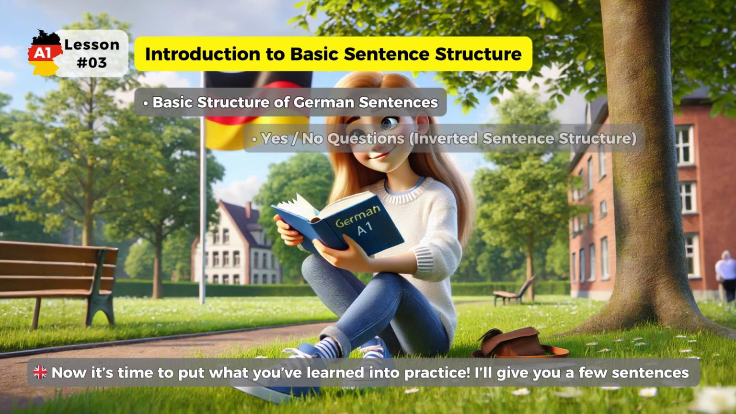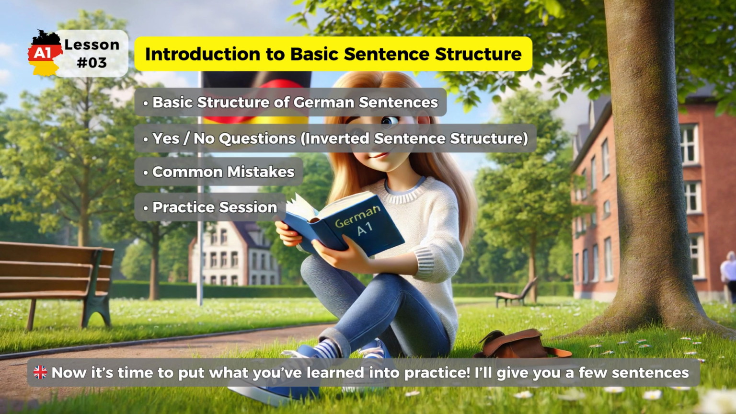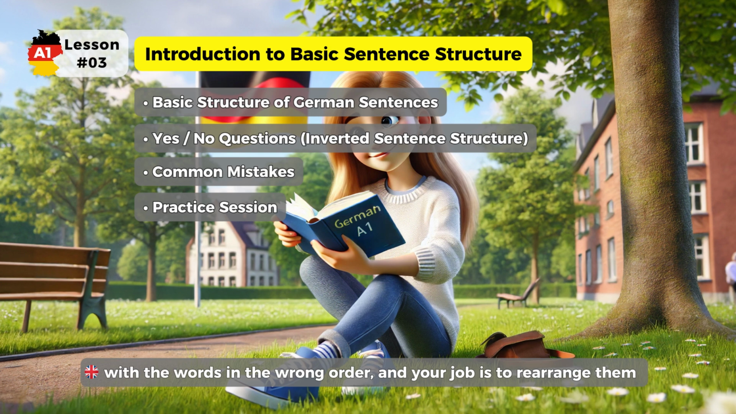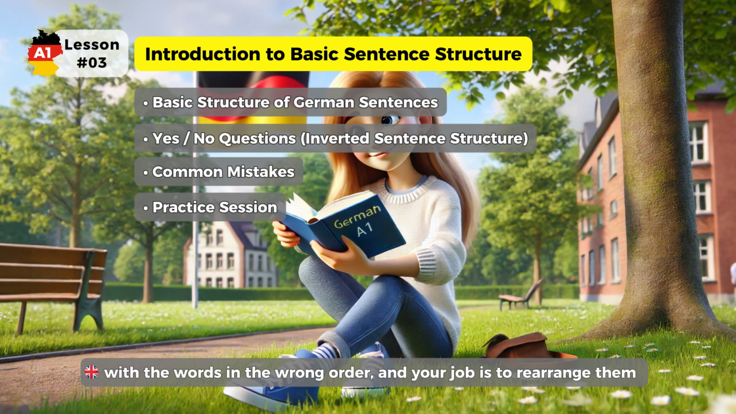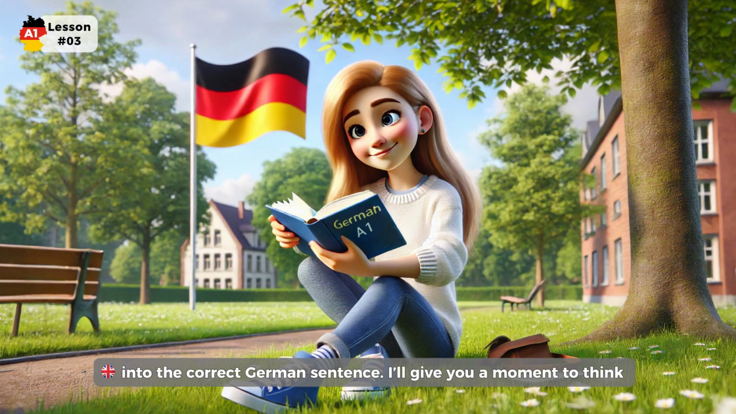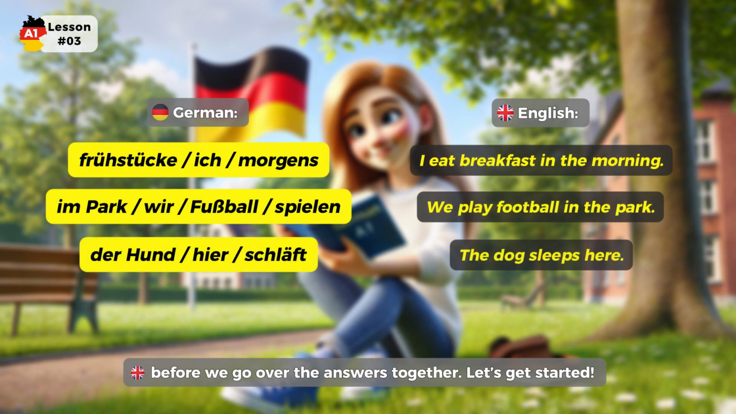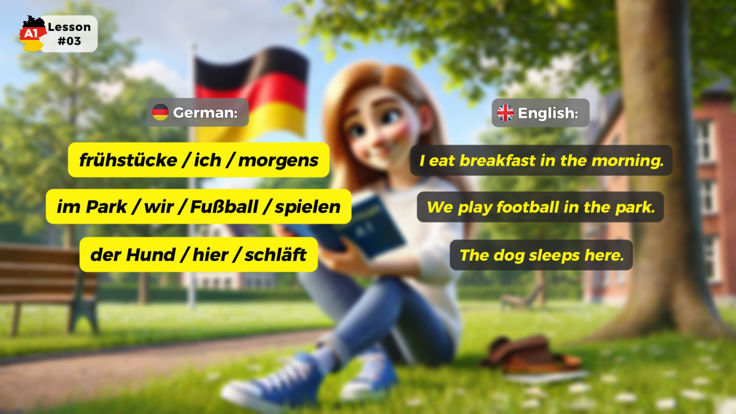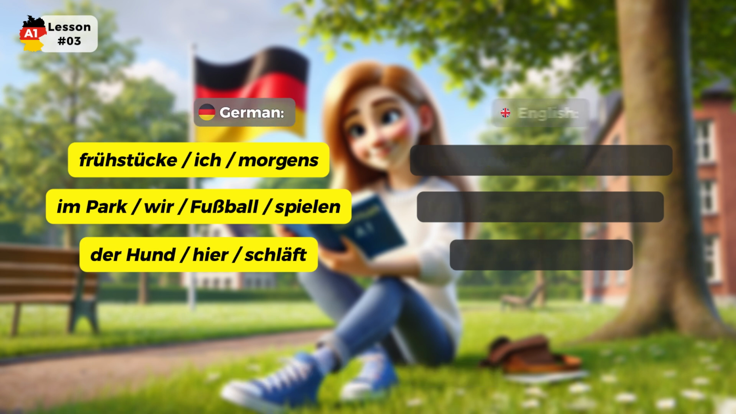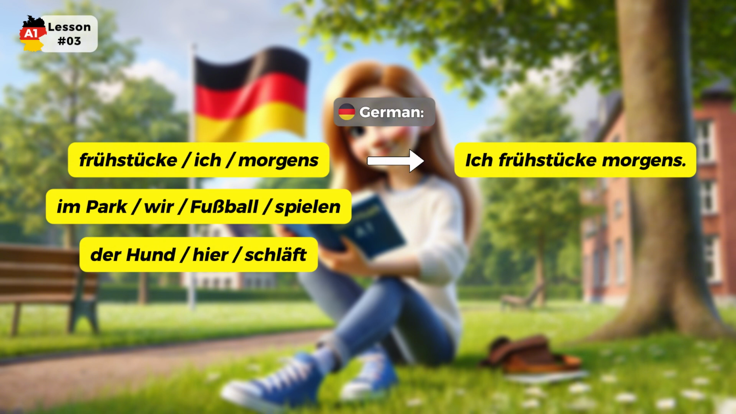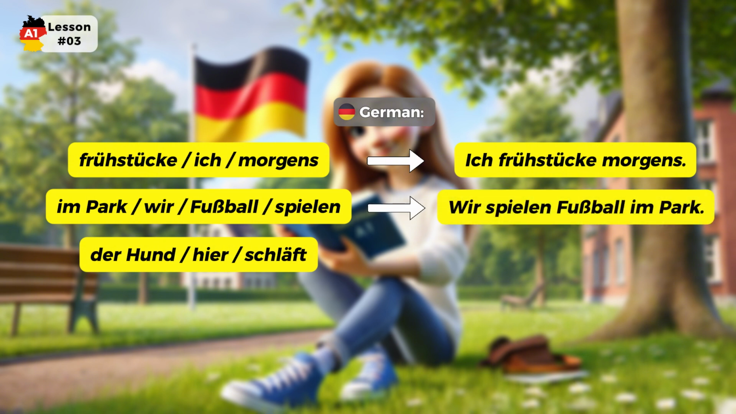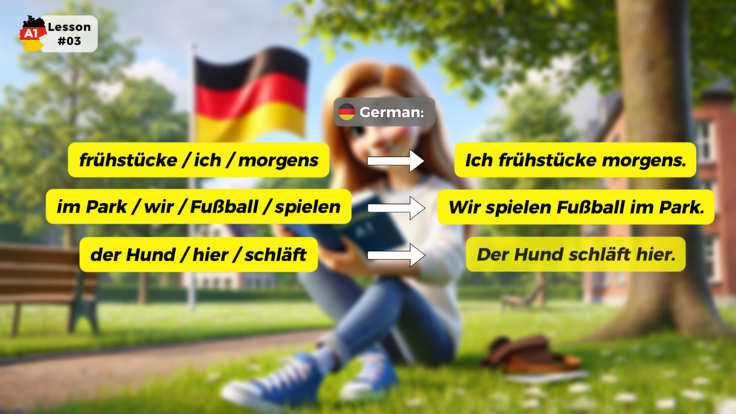Now it's time to put what you've learned into practice. I'll give you a few sentences with the words in the wrong order, and your job is to rearrange them into the correct German sentence. I'll give you a moment to think before we go over the answers together. Let's get started. Great. Let's check the answers. Ich frühstücke morgens. Wir spielen Fußball im Park. Der Hund schläft hier.